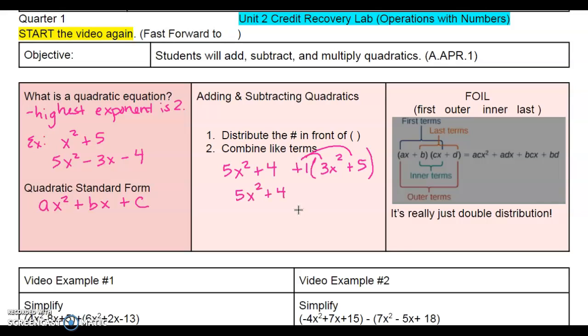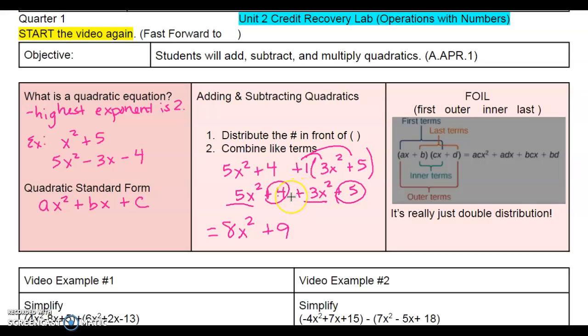The first terms stay the same. And then the 1 doesn't really change anything since it's positive. And then you look at the like terms. Both of those have x squared, so you add their coefficients. 5 plus 3 is 8. And then these are both whole numbers, so we can add those. 4 plus 5 is 9. And so that would be your simplified expression, okay? X squared and anything without an x squared just stays.